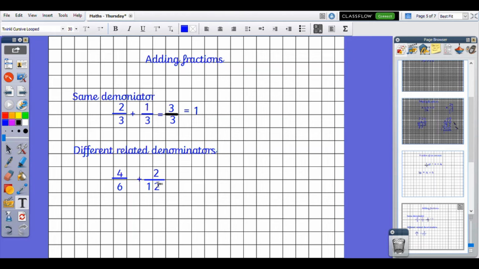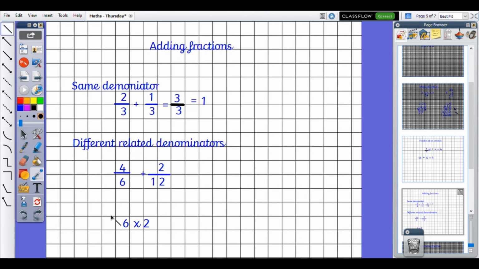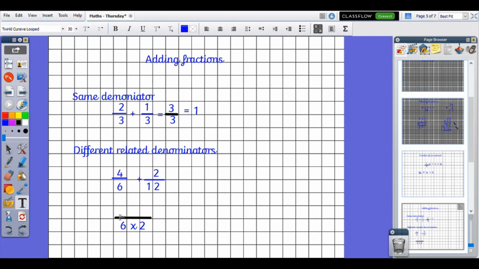And remember, the top tip for when you do fractions is, whatever you do to the denominator, you need to do to the numerator. So let me show you what I mean by that. To get from 6 to 12, I know I need to times by 2. Okay? So what I have done to the denominator, I need to do to the numerator. So on the top, I'm going to do 4 multiplied by 2.